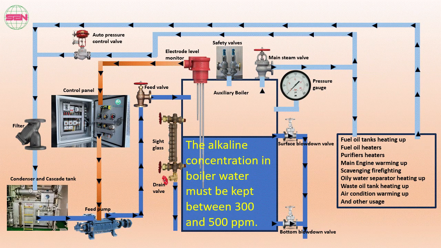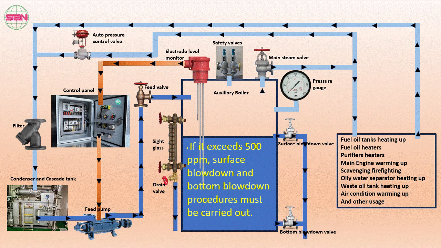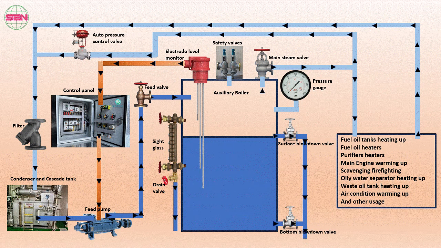The alkaline content in boiler water must be kept between 300 and 500 ppm. If alkaline content is below 300 ppm, chemicals must be added. If it exceeds 500 ppm, surface blowdown and bottom blowdown procedures must be carried out.